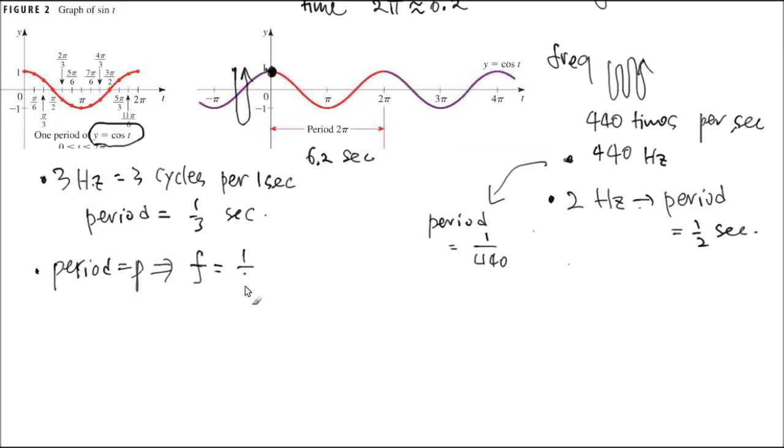1 over P hertz, right? And P seconds, is that right? If I give you P seconds, 1 over P hertz is the frequency. And vice versa: if you have a frequency, to calculate the period you take the reciprocal. That's how things are related.